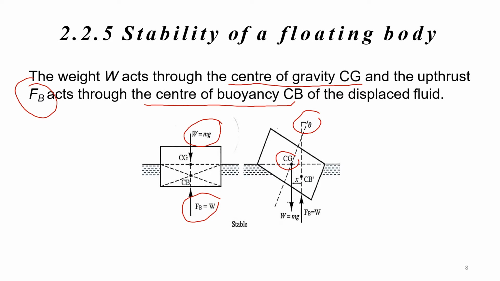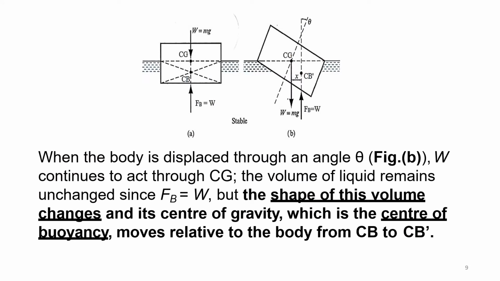And there is a change of CB. Okay, ada chalet kat atas. And then the change can be considered as X here. We have X, the length of the change of CB from its position. Okay, what changes when the stable body is displaced through an angle theta? So the change is the shape of the volume. So what changes is the VD.